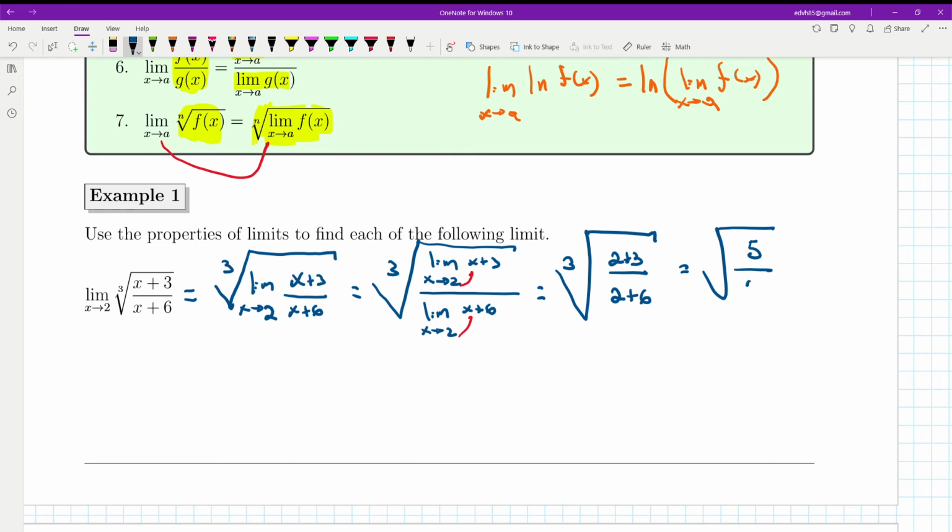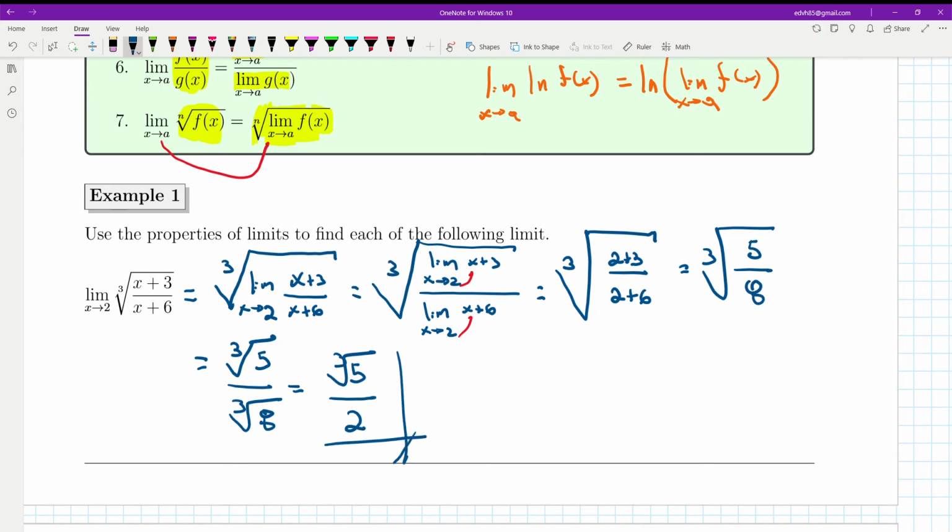And 2 plus 6, which is 8. Alright, well, in this case, notice that we can use the quotient rule for radicals, writing the cube root of 5 over the cube root of 8, and compute the perfect cubes, which in this case is the one in the denominator. That is the cube root of 5. That's going to be a funky number. And ultimately, this is the result. This is the final answer.